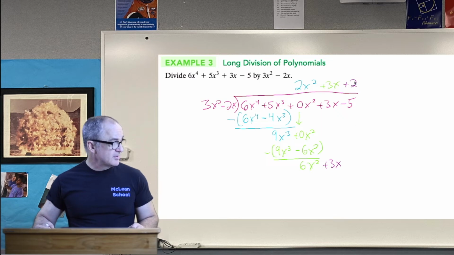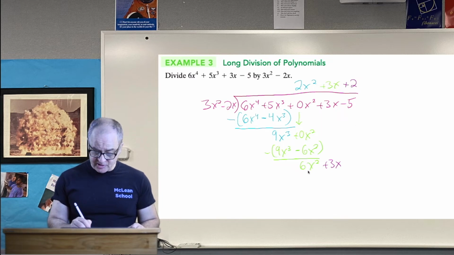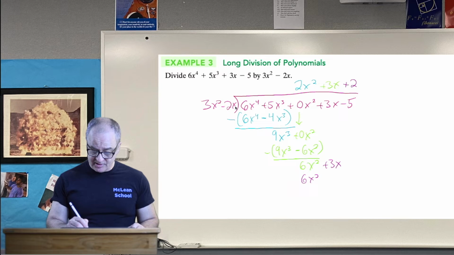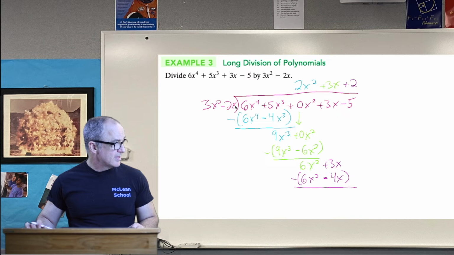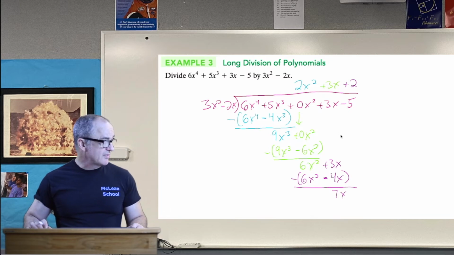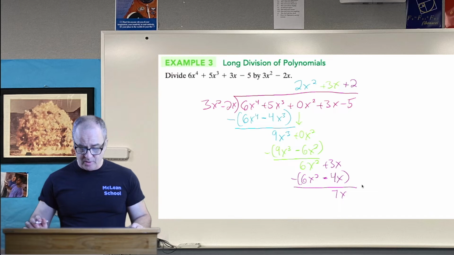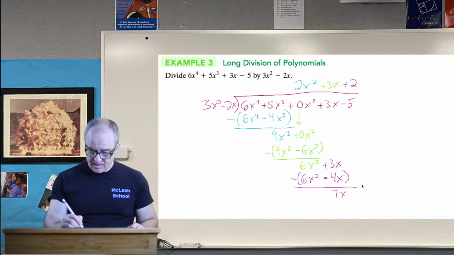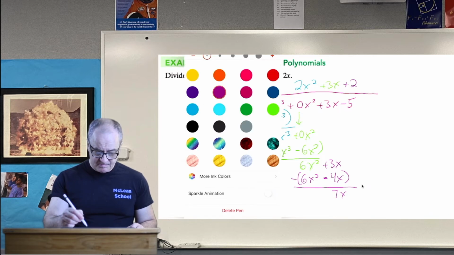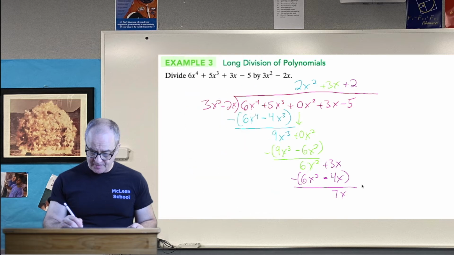So 2 times 3x squared is 6x squared, and 2 times negative 2x is minus 4x. Subtract: 6x squared minus 6x squared is 0, 3x minus negative 4x is 7x, and we stop because we don't have anything left to bring down. Whoops, yes we do, one more. I need to pick another color. We'll use the sort of rainbow space dust color here to bring down the minus 5.